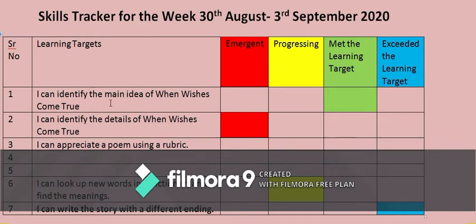I can identify the main idea from the lesson. I can identify the details, the name of the lesson. I can appreciate a poem using a rubric. I can summarize a poem. I can write, make sure this word that is given over here, this is taken from the learning target. You do not change this word, because these are the measurable words of your skill.